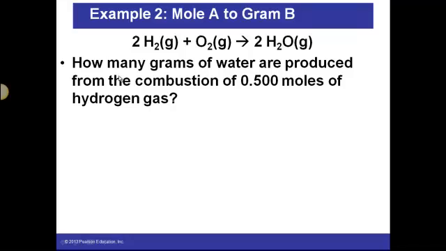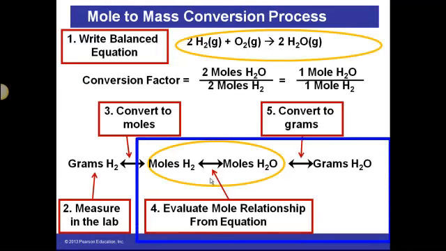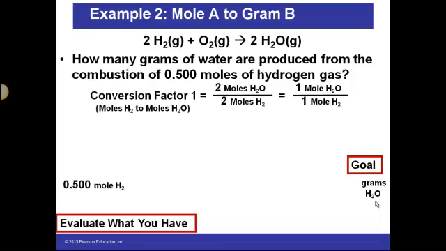In this next problem, we're asked how many grams of water are produced from the combustion of 0.500 moles of hydrogen gas. So we can take that one step further. This is evaluating our mole-to-mole conversion, our mole relationship. And then we need to use the molar mass of our water molecule to calculate the grams of water present. So if we start this equation, we start out with what we have: 0.5 moles of hydrogen gas. Our goal is to get our answer in grams of water.